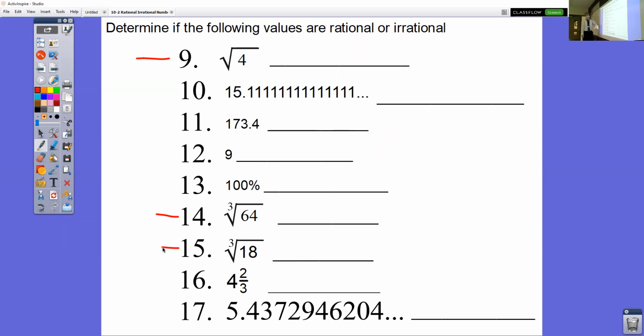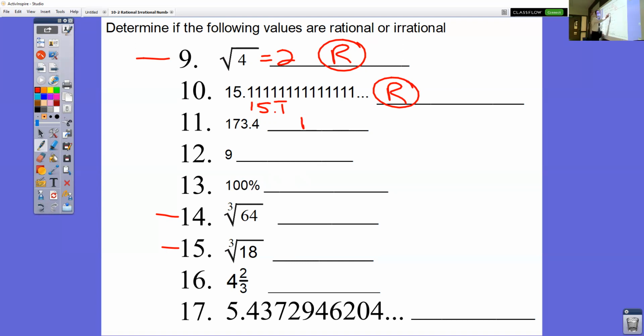The square root of 4, all right? Second button, x squared button, 4, hit equals, you get an answer of 2. 2 is an integer, so 2 is rational. In question number 10, 15.1111 ... at the end, it is a repeating decimal. I could really write this as 15.1 with a little bar over the 1. Therefore, this is rational.